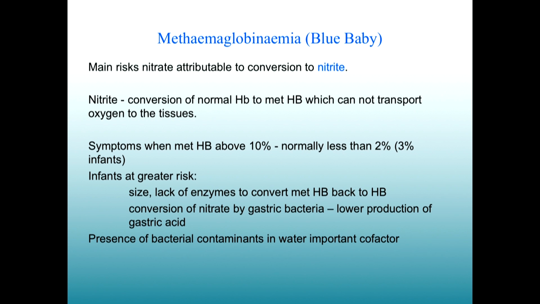And people get symptoms when you get above about 10% of your hemoglobin being converted to methemoglobin. Normally, levels are less than 2% for adults and less than 3% for infants. Now, infants are actually at the highest risk, and that's probably because of their size. They don't have the enzymes to convert the methemoglobin back into normal hemoglobin, and because there's conversion by bacteria in their stomach, and there's lower levels of gastric acid, the process actually allows more conversion of the nitrate to nitrite.